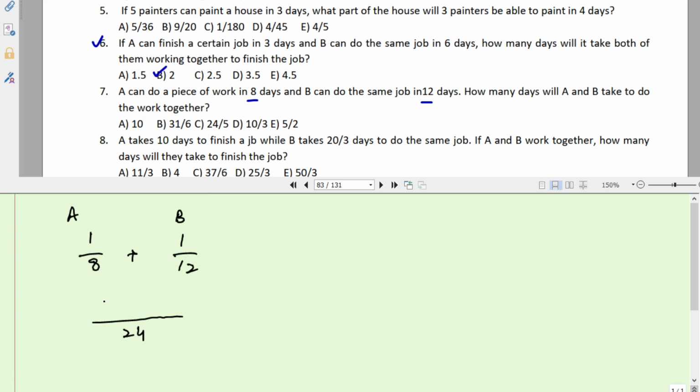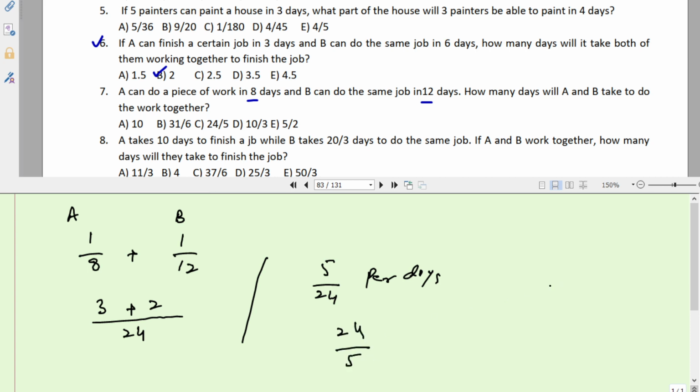So it means this should be 3 and this should be 2. So 3 plus 2, 5 over 24. So this is per day job. Okay. They will be doing 5 over 24 work per day. It means they will take 24 over 5 days.